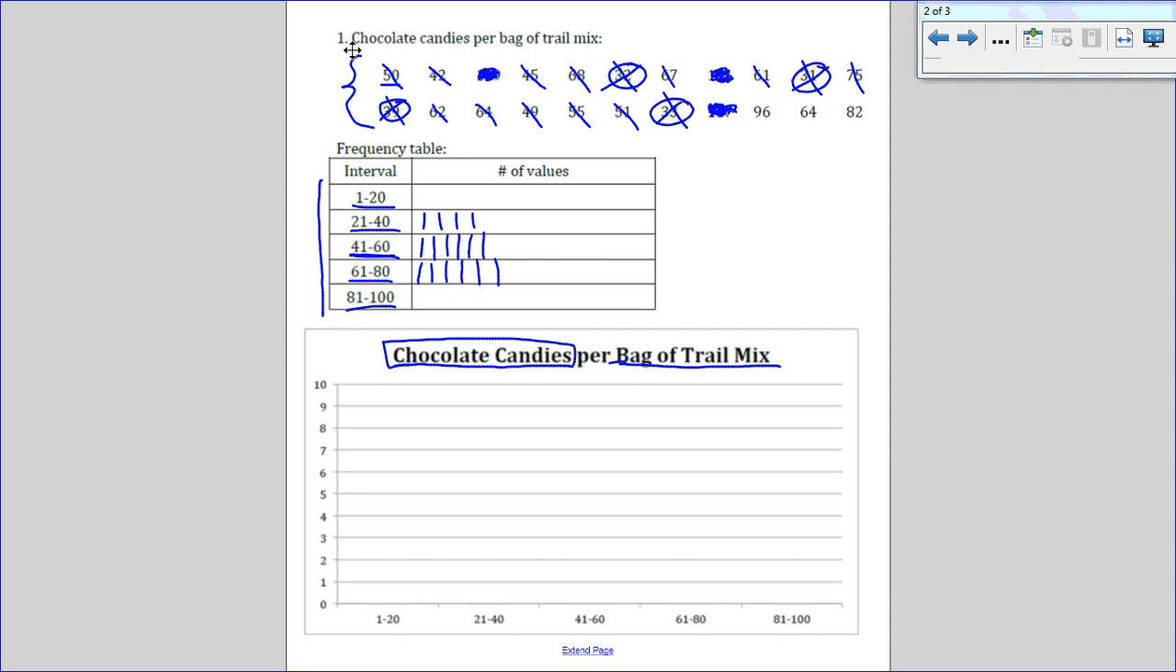We've already taken care of that one. That one was a mess up. 96. That's going to fall between 81 and 100. So we put a mark there. We're done with our 96.